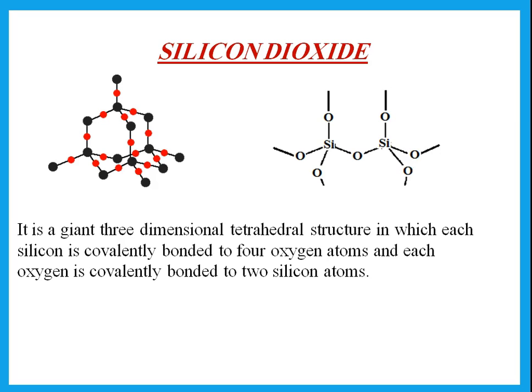Now silicon is in group 4, so it needs to make 4 bonds. Oxygen is in group 6, so it needs 2 electrons. That means it makes 2 bonds. So this is a giant 3-dimensional tetrahedral structure in which each silicon is covalently bonded to 4 oxygen atoms, and each oxygen atom is covalently bonded to 2 silicon atoms. Can you see that?